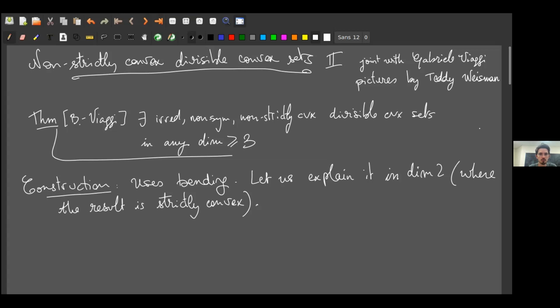I am going to explain the construction in dimension 2, which may seem paradoxical because the theorem doesn't talk about dimension 2. So the construction does work in dimension 2, but the result is just not interesting, and not strictly, and strictly convex. But it works and it's much easier to explain.